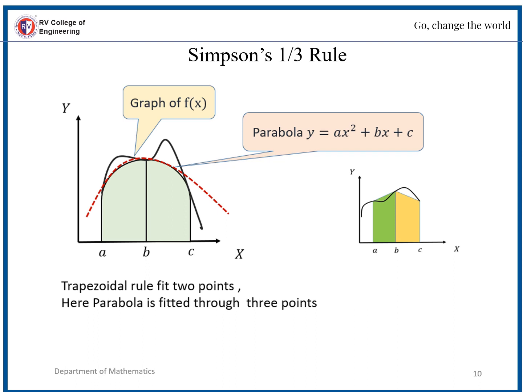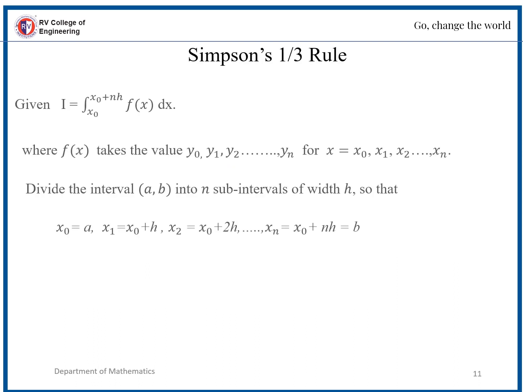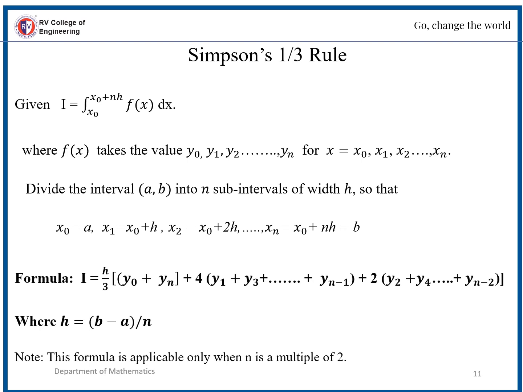Simpson's 1/3 rule is demonstrated here. The figure represents the graph of the function y equal to f of x. A parabola is fitted through 3 points, which is a second order polynomial. Let us now discuss Simpson's 1/3 rule. Given I is equal to the integral from x0 to x0 plus nh of f of x dx. Here f of x takes the values y0, y1, y2 to yn for the corresponding values of x, which is x0, x1, x2 to xn.